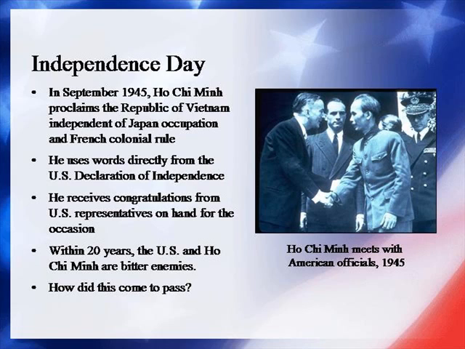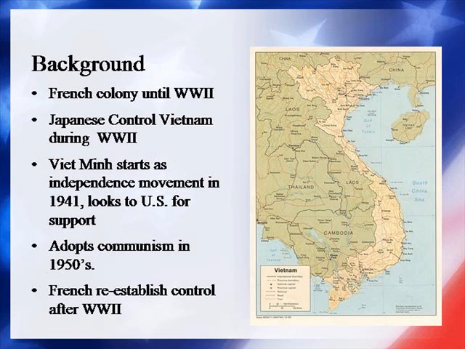However, within about 20 years of this date, the U.S. and Ho Chi Minh and his North Vietnamese army were bitter enemies locked in a brutal war. So the question really is, how did this happen? So let's walk through and see what occurred in Vietnam that led to this. A little bit of background.